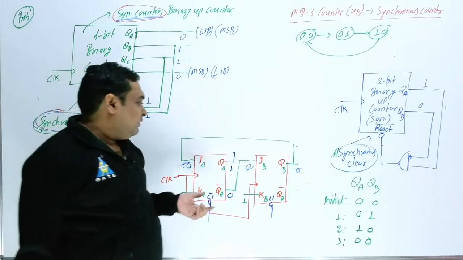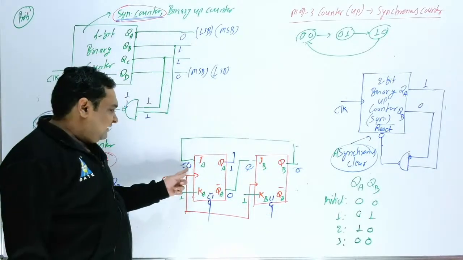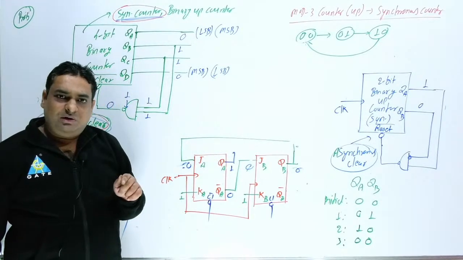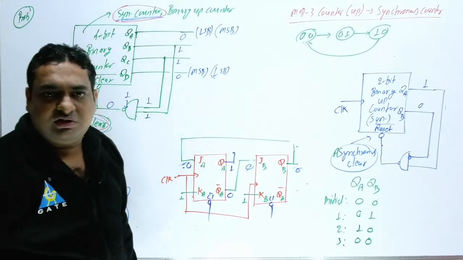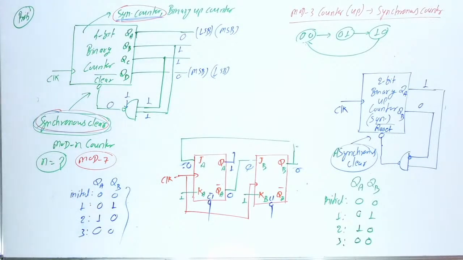So when you are getting 1 0 here, that 1 0 will create the next input for the next clock, and that input will create output 0 0. I hope this is clear. Anybody have any doubt? Okay, no doubt.